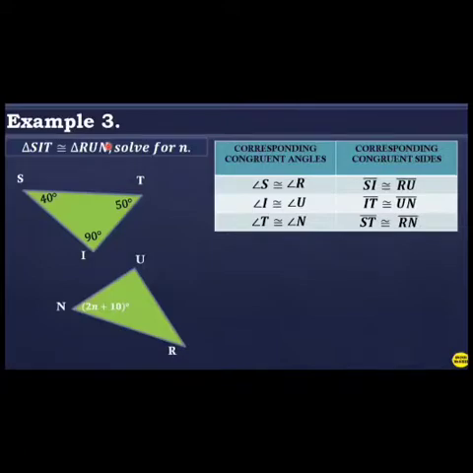Now we are asked to solve for n, so we need to look for the value of this variable, or unknown. How do we get it? You can use this: angle N is congruent to angle T, based on our corresponding congruent angles.